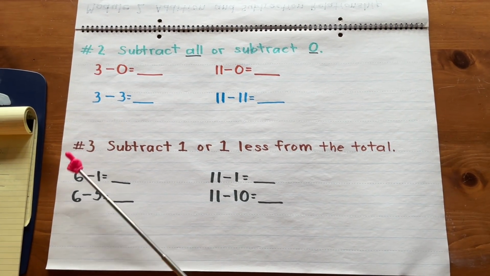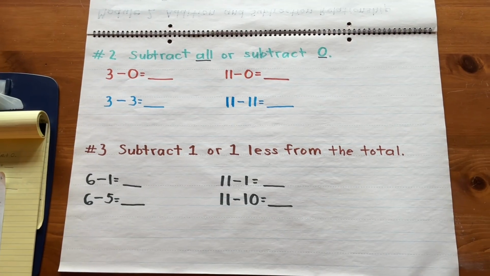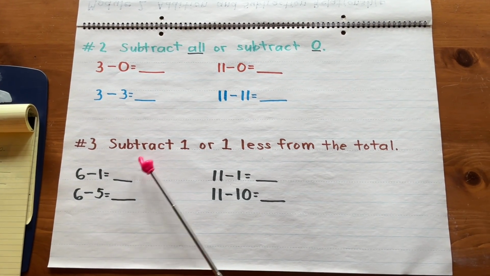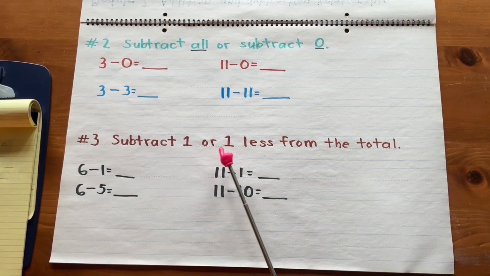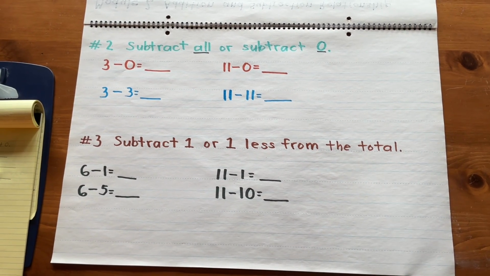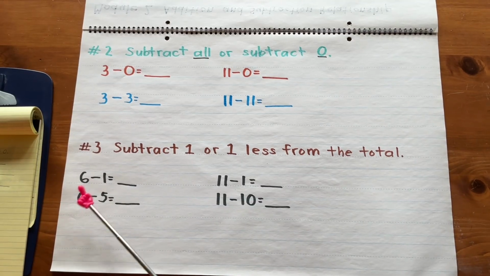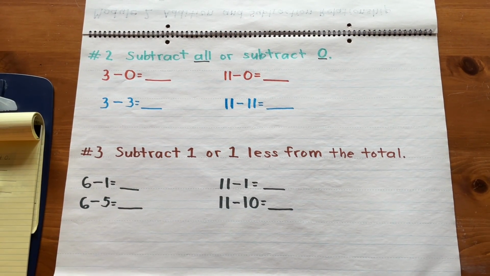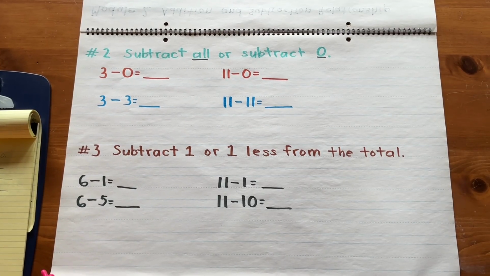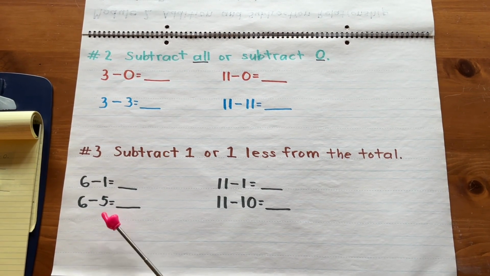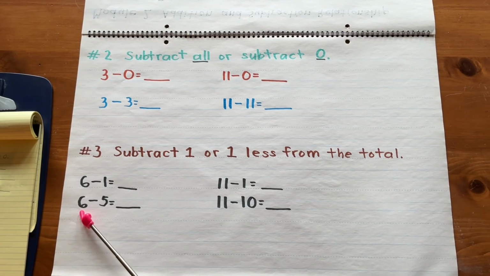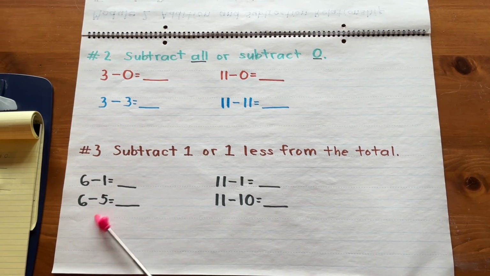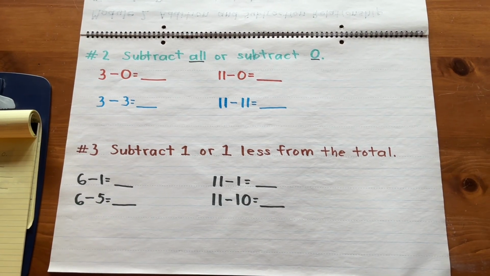Okay. Lesson number 3. The title sounds harder than what it actually is. Subtract 1 or 1 less from the total. Subtract 1. 6 minus 1 equals 5. Right? So subtract 1 less from the total. So 1 less from 6, 1 less from 6 is 5. So that's the tricky part, when you're reading it.